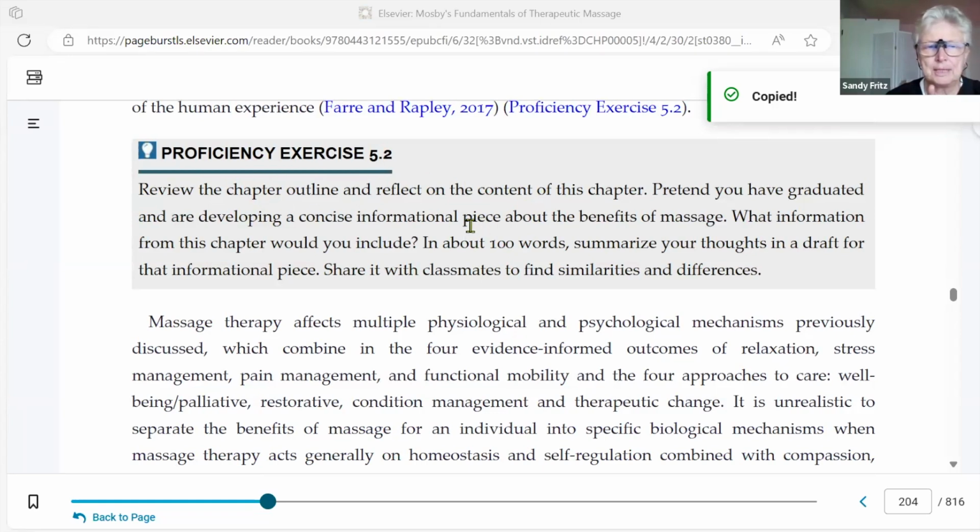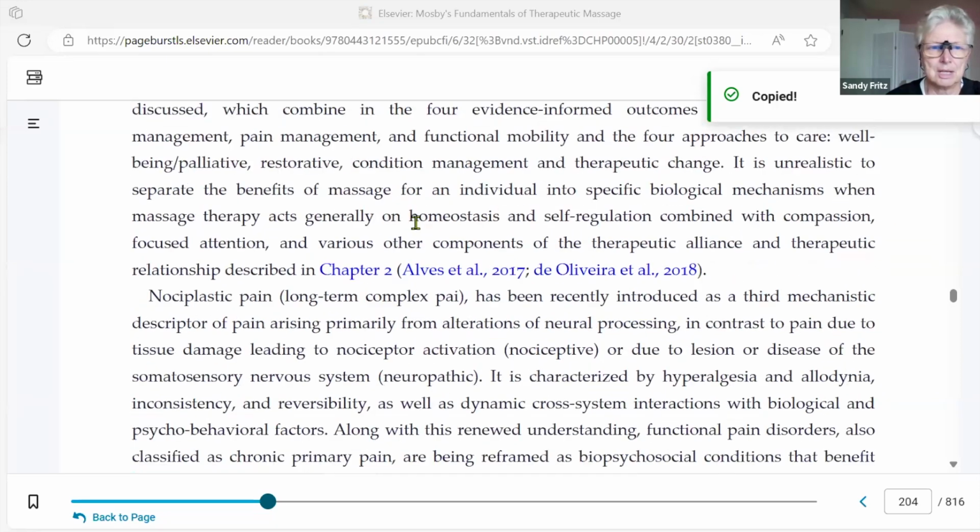This is a really fun proficiency exercise. Review the chapter outline and reflect on the content of the chapter. Pretend you have graduated and are developing a concise informational piece about the benefits of massage. What information in this chapter would you include? And then, make it be about 100 words, no more than 500. The challenge to be concise really helps you understand what's going on.